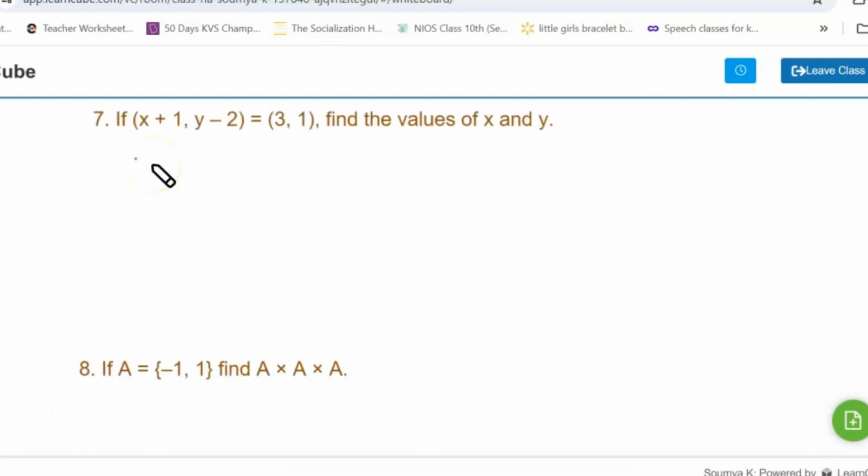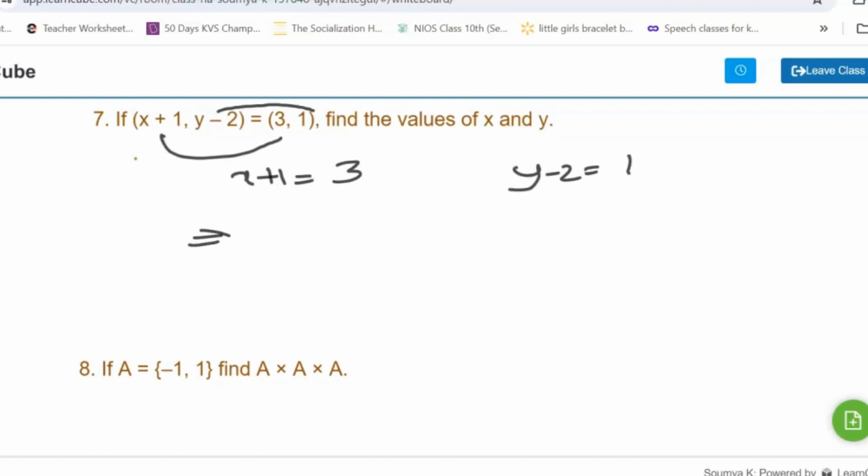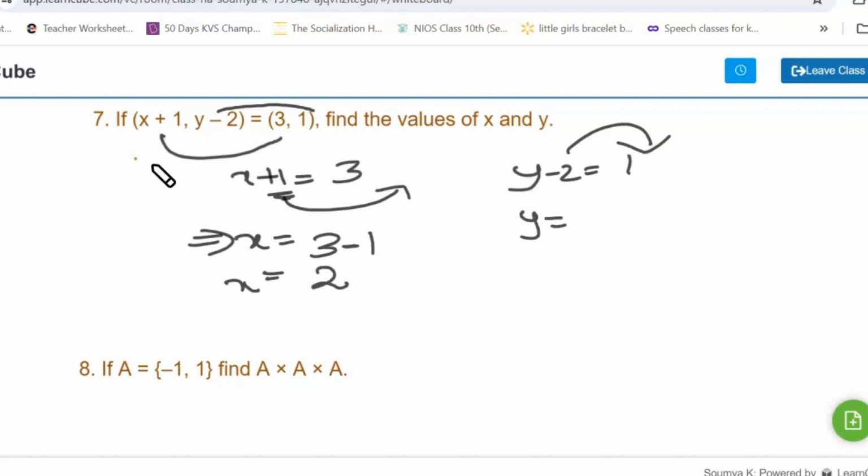7th question, x plus 1 and y minus 2 will give you the result as 3, 1. That means x plus 1 is 3 and y minus 2 is 1. Find the value of x and y. So that's very simple. X plus 1 is equal to 3. Y minus 2 is equal to 1. Okay. So x is equal to 3, and when this goes to the right hand side, it automatically changes its operation. What is happening? That is 3 minus 1, it becomes, that is 2. So x is equal to 2. Y is equal to, it goes to the other side of the equation and you will be getting 1 plus 2, that is 3.